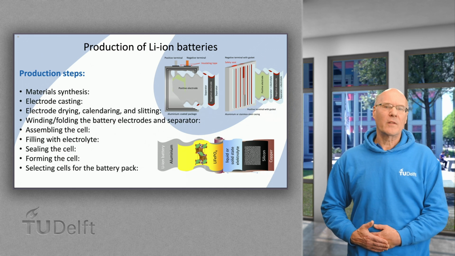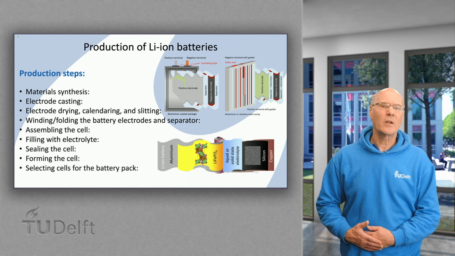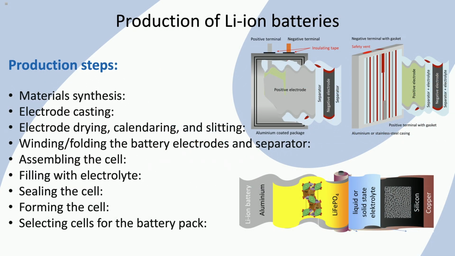A similarity with lead-acid and lithium-ion batteries is the use of laminates to ensure the required power rates. However, the materials and production methods are certainly very different and will be discussed along the various production steps. Material synthesis, electrode casting, electrode drying, calendering and slitting, winding, folding of the battery, assembling the cell, filling with electrolyte, sealing the cell, forming the cell, and selecting the cells for the final battery pack.